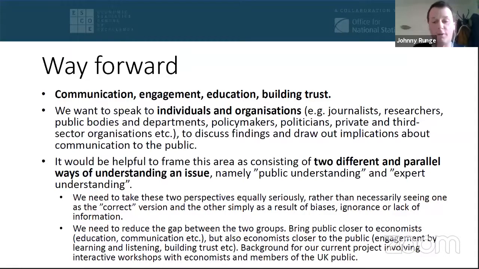which is the background for some of our current work, which basically involves workshops where we're doing the same types of focus groups with members of the public, but have an economist join in, listen and learn, and also interact and participate in the conversation as well. But yeah, looking forward to the Q&A and to listening to some of the other presenters. Thanks.